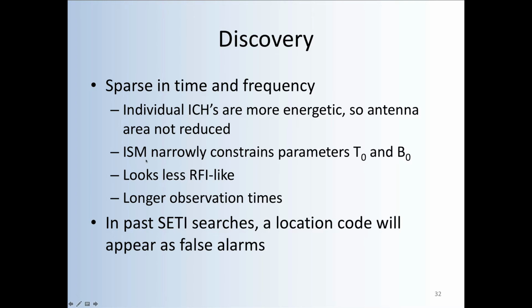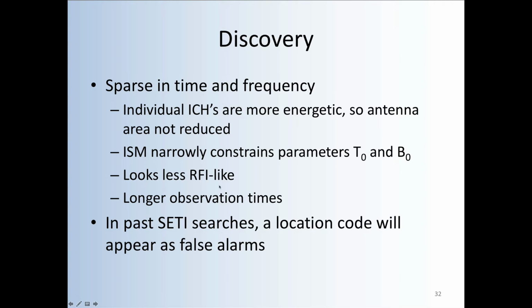The ISM generally narrowly constrains the parameters of time coherence and frequency coherence, so that's good. It tells us a lot about what kind of signal to look for based upon our knowledge of the ISM, which, by the way, is pretty well characterized by astronomers and astrophysicists based on pulsar astronomy. And the observations of pulsar astronomy plus a lot of modeling have told us a lot about the characteristics of the ISM and what these parameters are.